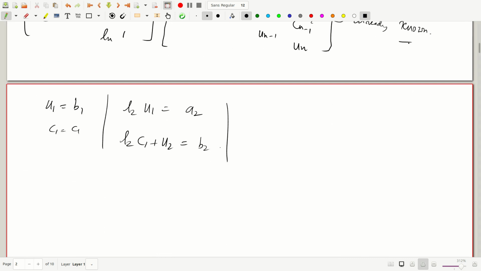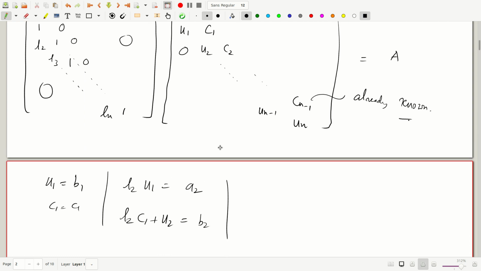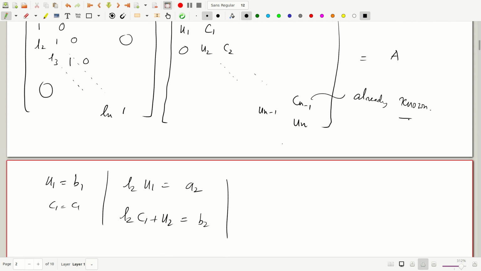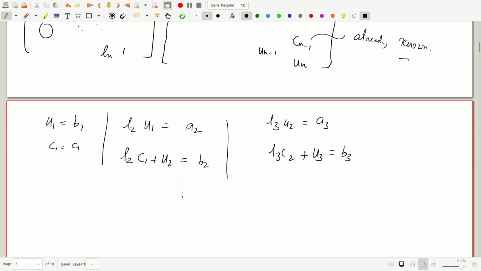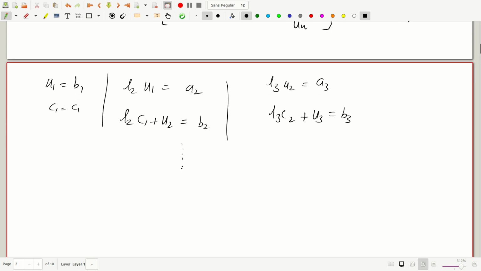Similarly, if you repeat the process for the third row with the second column and third column, you're going to get L3 U2 equals A3, and then L3 C2 plus U3 equals B3. Now if you keep doing this for one or two more, you can write a general formula for any row k plus 1. We have L(k+1) equals A(k+1) upon Uk. Okay, that's one.